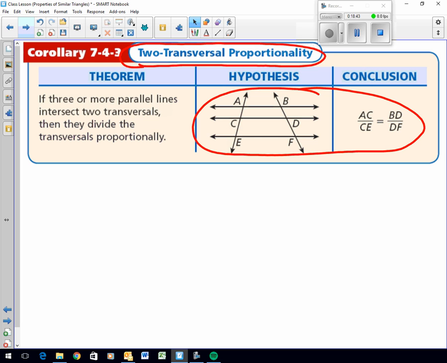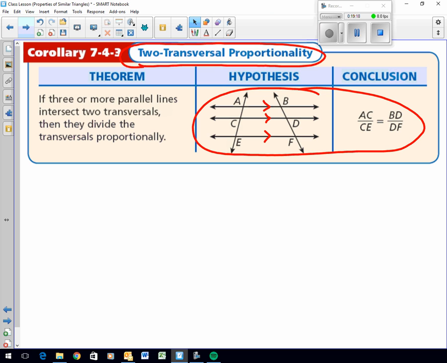If 3 or more parallel lines intersect two transversals, then they divide the transversals proportionally. Okay? If 3 or more parallel lines intersect two transversals, then they divide the transversals proportionally. Let's make sure we understand that.